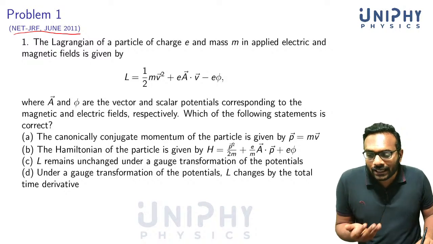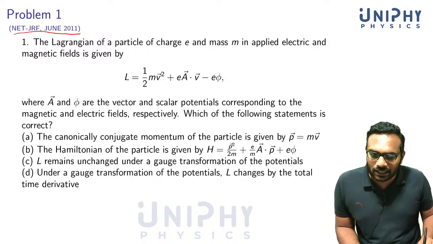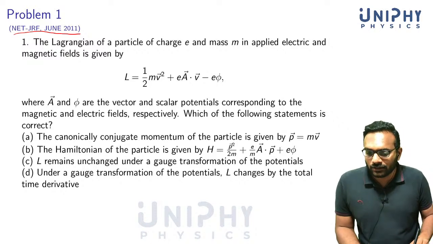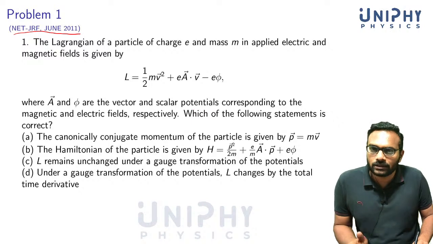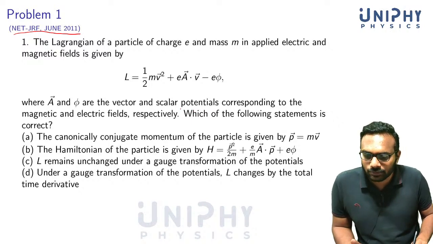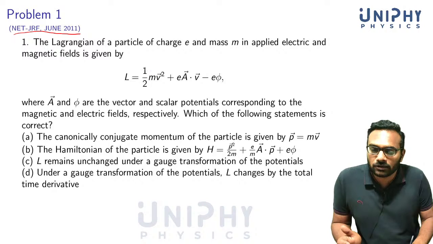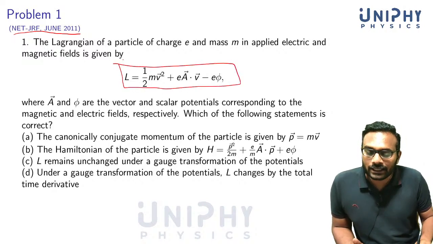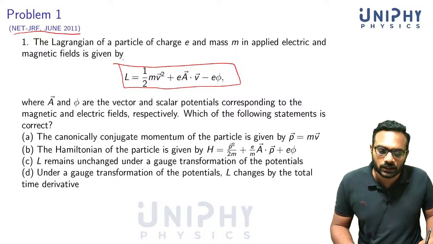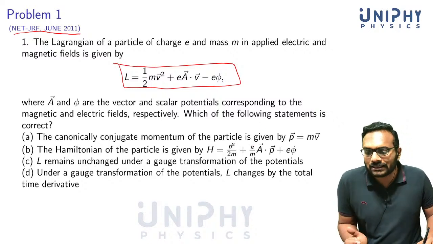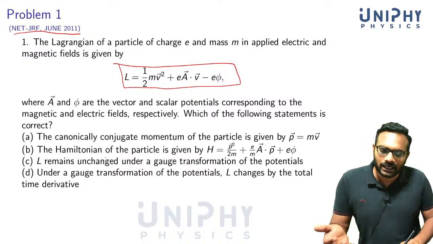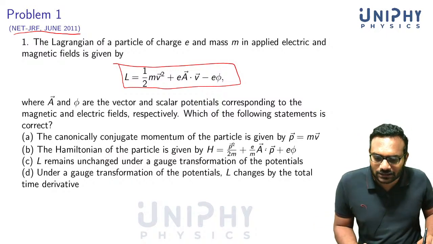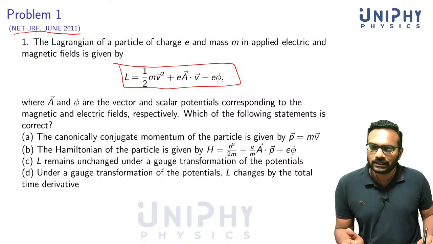So here it is. The Lagrangian of a particle of charge E and mass m in an applied electric and magnetic field is given by L is equal to, so this is the Lagrangian. You might already know it from your textbook. This is a standard problem that we do for velocity dependent potentials. Okay. So the Lagrangian for a charged particle in an electromagnetic field is an example of a velocity dependent potential. And it's given where A and phi are the vector and scalar potentials corresponding to magnetic and electric fields respectively. Which of the following statements is correct?